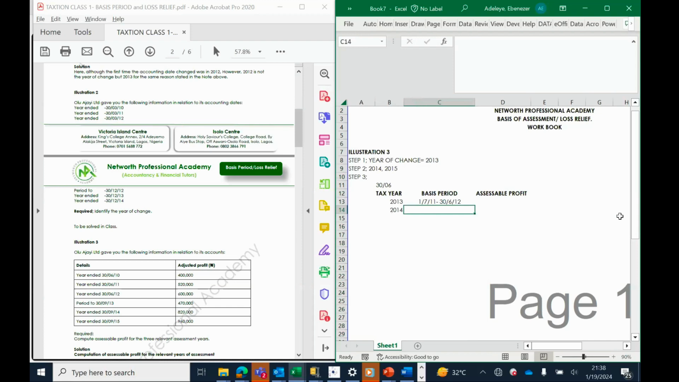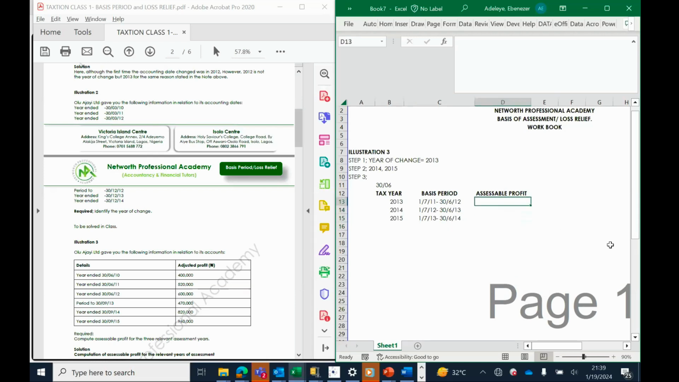It will start from a day after, right? 1/7/2012 to when? 30th June 2013. Then the last one will be 2015. So it means that we have answered question 1 and 2, step 1 and 2 together. 2015 will now be 1/7/2013 to 30 June 2014. Is it making sense, please?